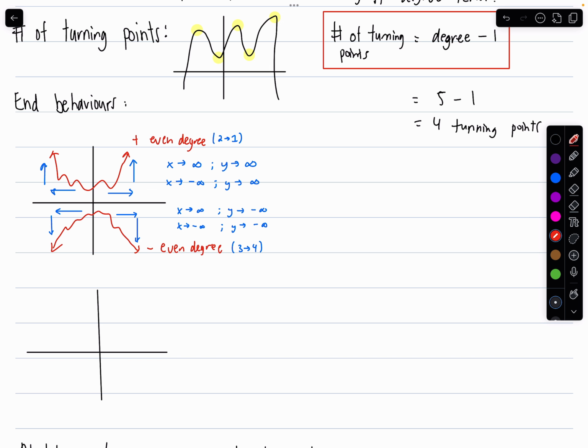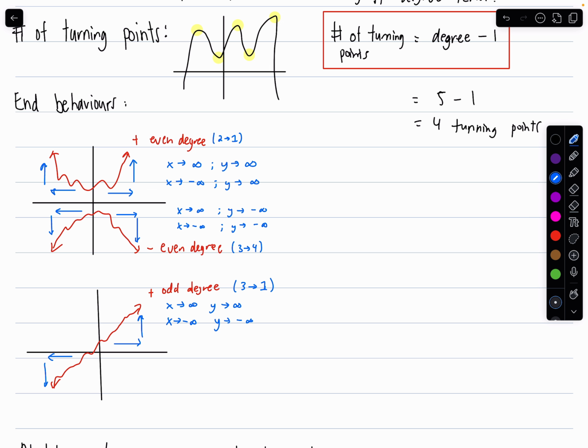A positive odd degree would go from these two quadrants. So this is called a positive odd degree, and it goes from quadrant 3 to quadrant 1. Right? Now, what are the end behaviors for this one? Well, as x approaches infinity, y approaches infinity. But as x approaches negative infinity, y approaches negative infinity. So notice how it's a little flipped.